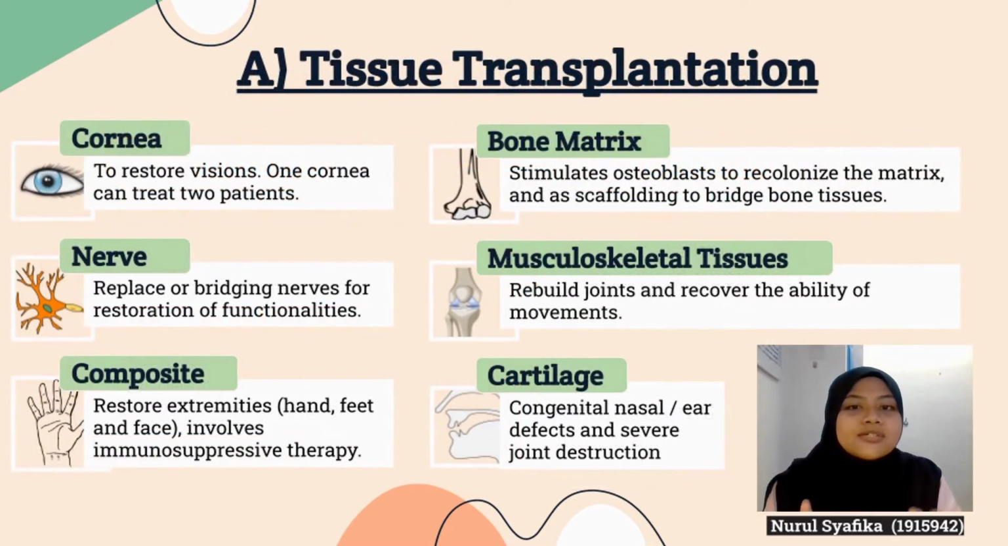Types of tissue transplantation are as follows. Cornea, in which one cornea can be donated to two persons. Transplantation of bone matrix, nerve, musculoskeletal tissues, and cartilage help to replace and bridge damaged tissues for functionality recovery of corresponding tissues. Lastly, composite transplantation that involves immunosuppressive therapy to lower the body's immune system and the risk of rejection.